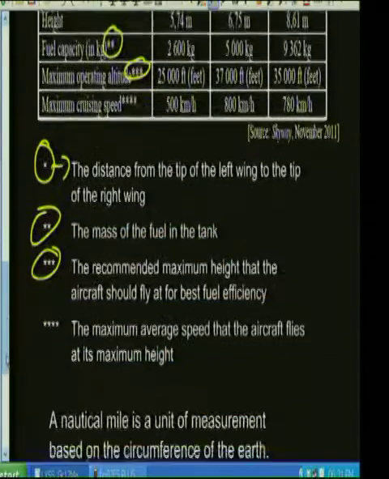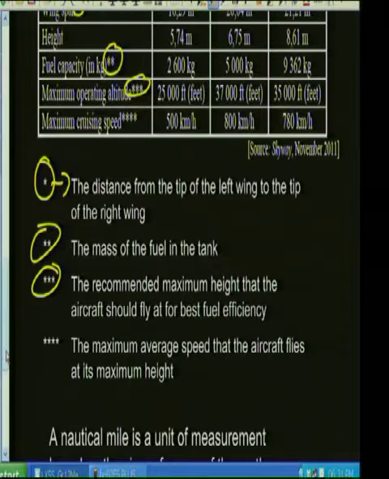If you want to use the least amount of fuel and get the best performance out of your plane, then that's the height you should be flying. So for example, for our little jet stream, the best operating altitude is 25,000 feet. Now I know what you're thinking. You're sitting there thinking, feet? What's a foot? Okay, we're going to look at that.